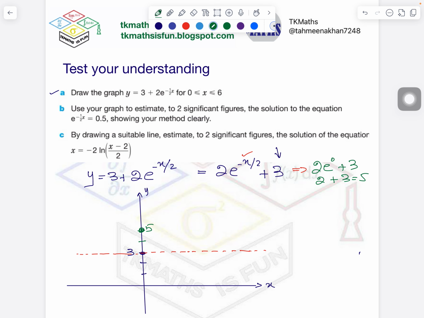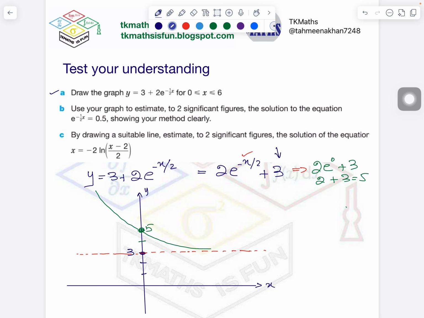The second very important thing is that the power of e is negative. It means the shape of the curve will be like this. So let me draw this line here. Roughly I'm sketching it, right? So this is how you will sketch for part A. Now let's see part B.